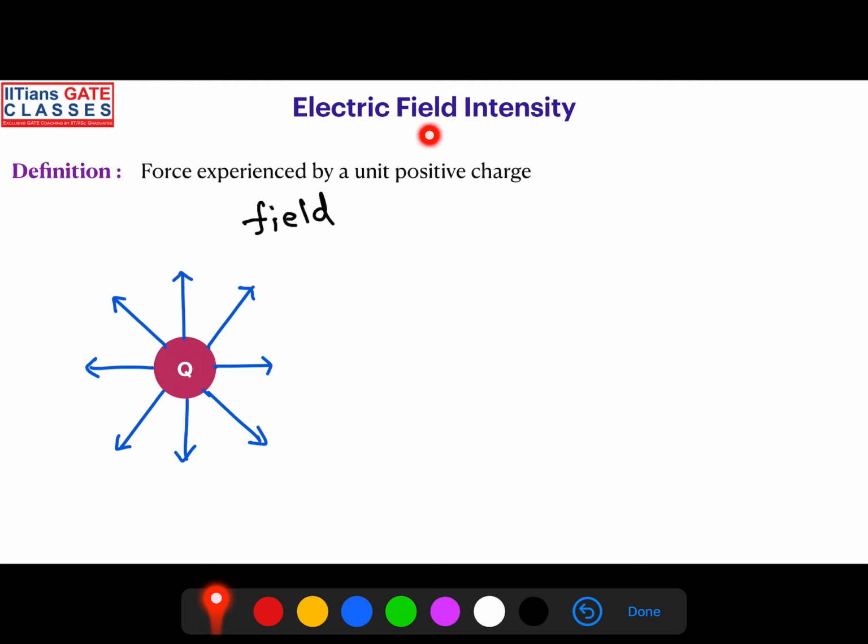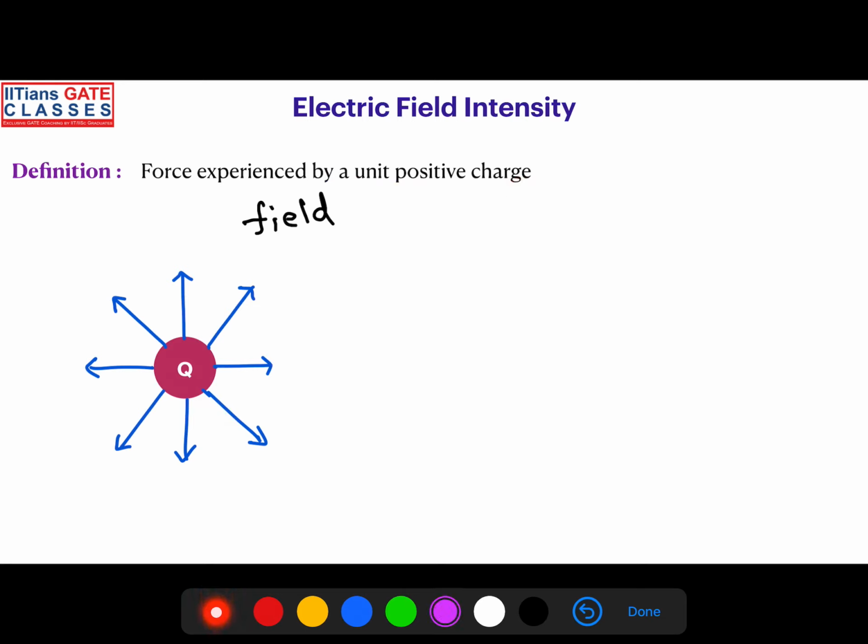But what actually does electric field intensity define now? Quantitatively, how much field is existing at a particular point. So the magnitude of the field at a particular point is basically said to be the electric field intensity. Now the definition is clear. It is the force experienced by a unit positive charge.